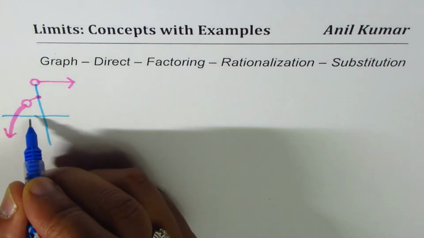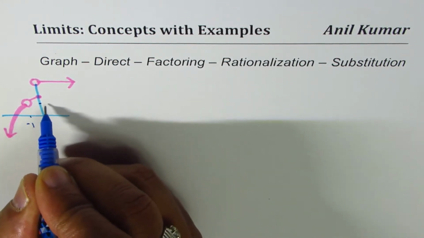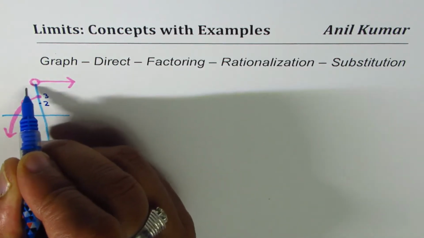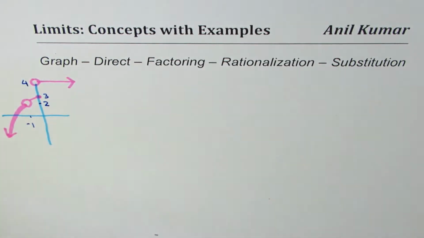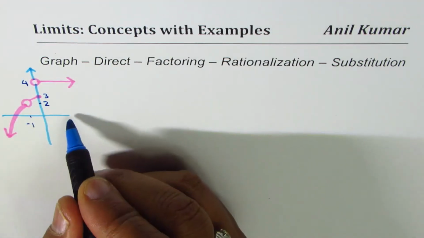Let's call this point where you see the hole as -1, and this let it be 2, right? This point is 3, and we'll keep that as 4. Those are the y values.